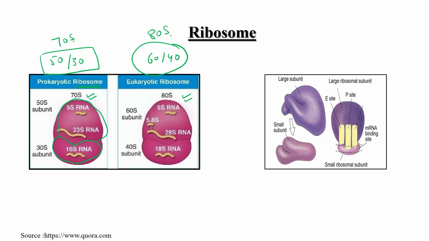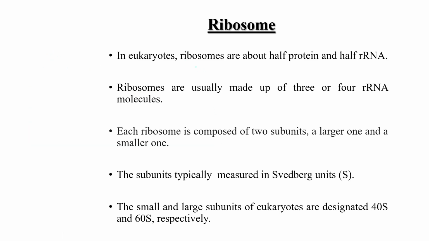You can also understand this concept over here, that the smaller subunit is present on the lower side, the bigger one is present on the upper side, and the smaller subunit binds with the mRNA, while the upper one binds with the smaller subunit. Both subunits bind to each other, and the bigger one also binds with transfer RNA from time to time when the translation process occurs. So in eukaryotes, ribosomes are about half protein and half ribosomal RNA.